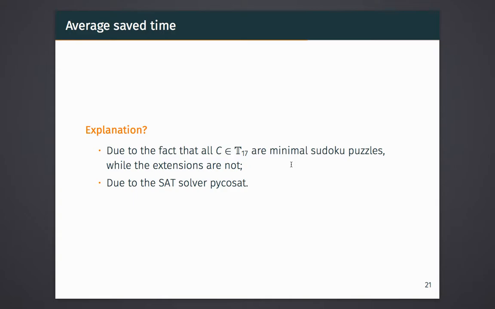The first one is that there is actually a very deep difference between the 70 clue Sudokus and the rest in our dataset. Namely, all the Sudokus in T17 are minimal Sudoku puzzles, while their extensions are apparently not. However, we're still not that clear about how this would affect the solving speed. The second explanation is due to the set solver we have used, namely due to PyCoset.